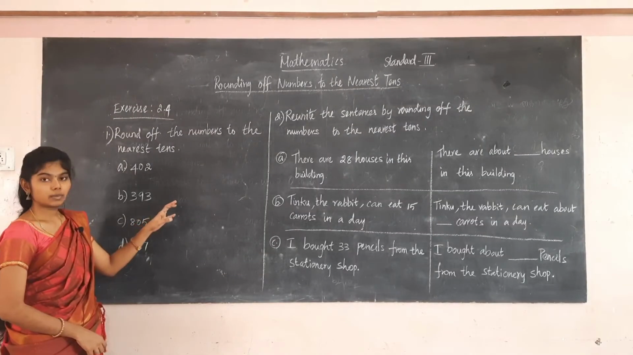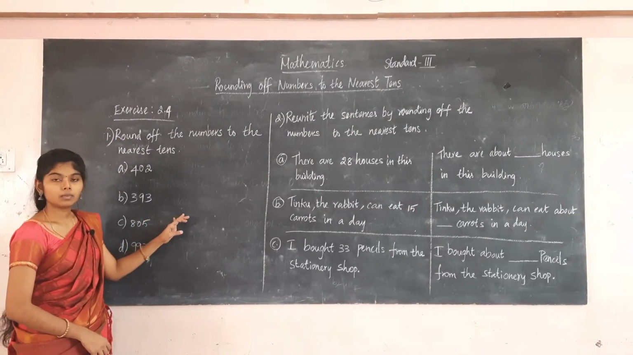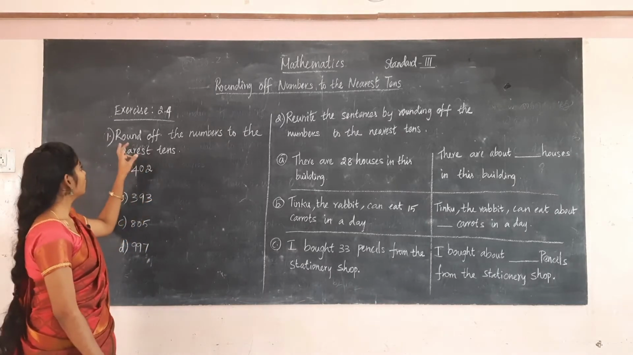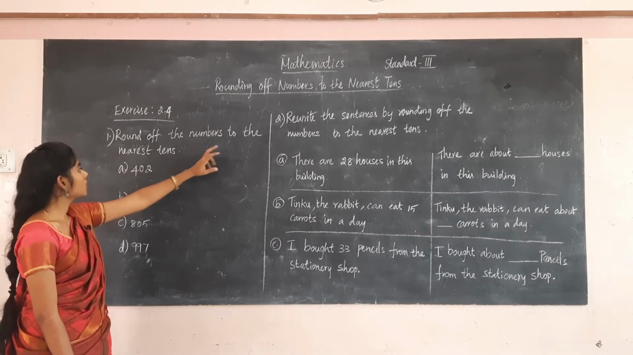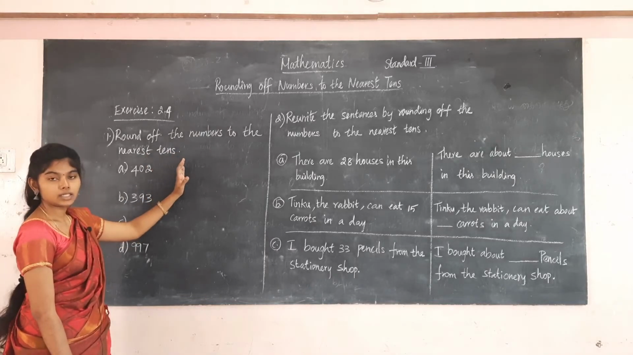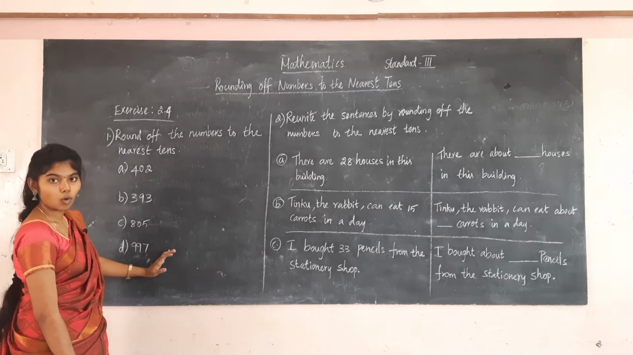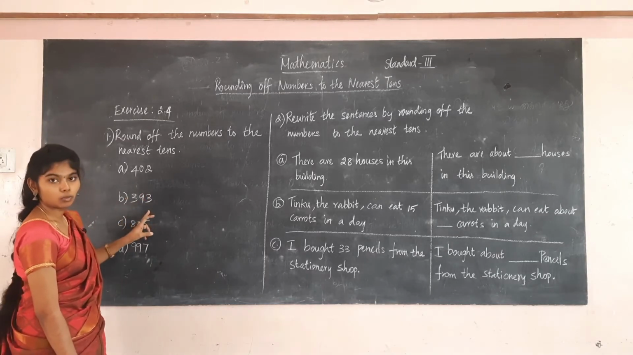Already we have seen some examples to round off the numbers nearest to tens. We shall see some exercise problems now. First sum is round off the numbers to the nearest tens. The same thing already we have seen. So there are a few sums you have to do as homework. I will do the first 2 problems for you.